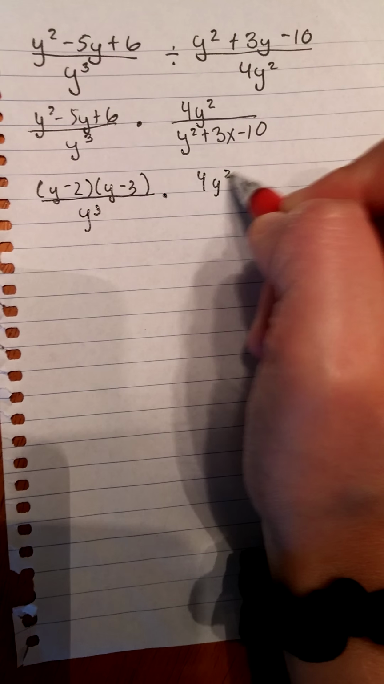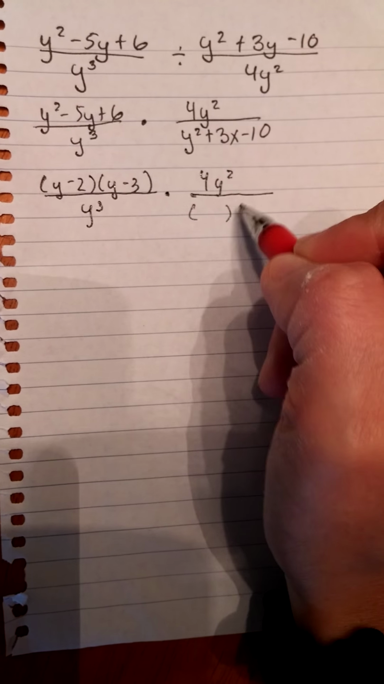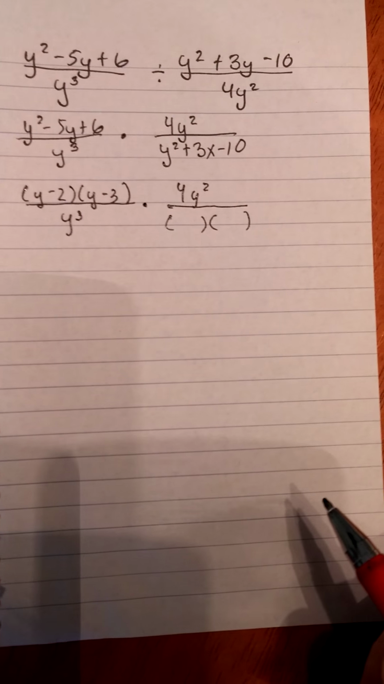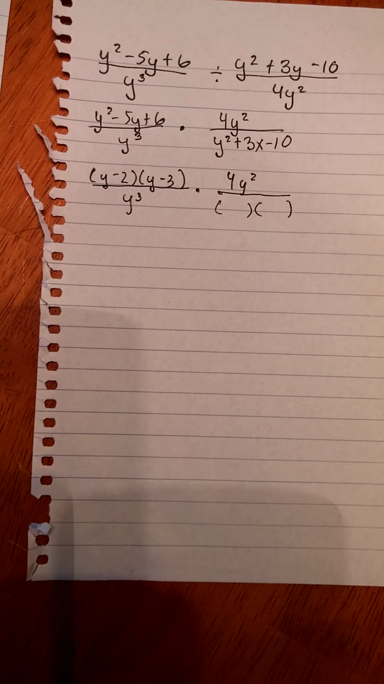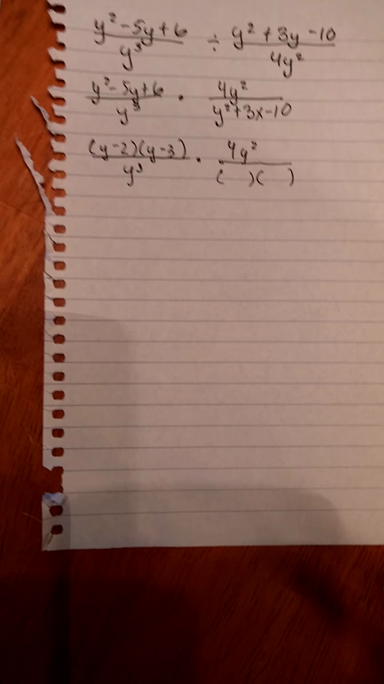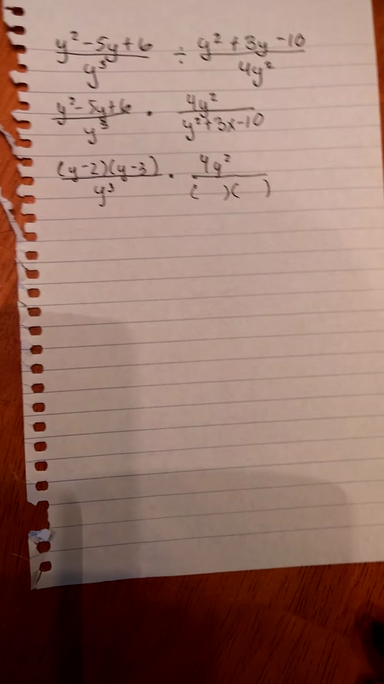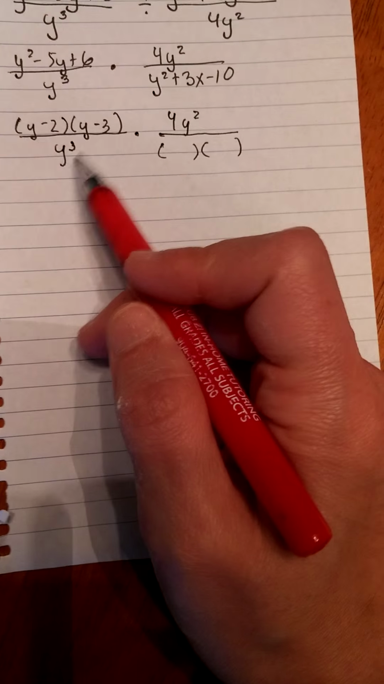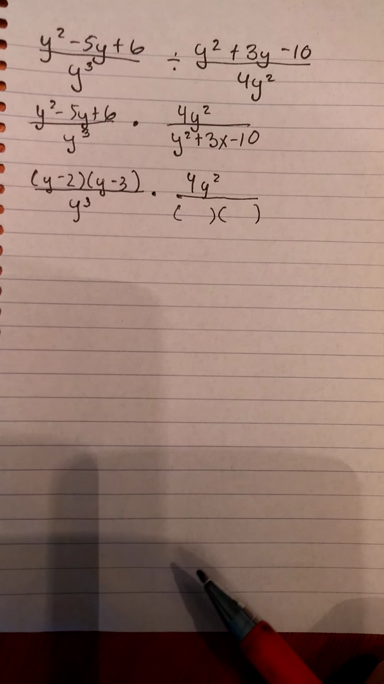And then over here, you would factor out the denominator over here, looking for two numbers that multiply to negative 10 but add up to positive 3. And keep in mind that you're probably going to have something over there cancel out. And then your y's are going to cancel out a little bit there too.